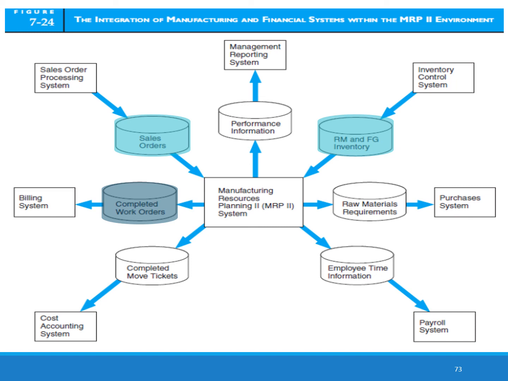So the output is completed work orders, which will be sent to the billing system, and then we have raw materials requisition sent to the purchasing system, and then we have employee time information sent to the payroll system for the recording of the time allocation, and then we have the complete move ticket during the work in progress. And then it will be sent to the cost accounting system for updating. Lastly, it is the performance information for the management reporting system.